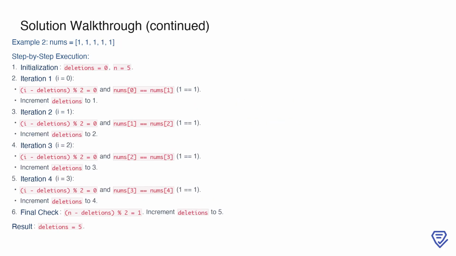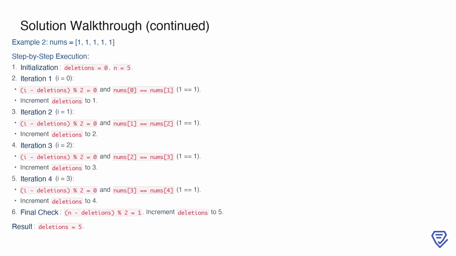Now, let's look at an example where nums equals 1, 1, 1, 1, 1. We begin by initializing deletions to 0 and n to 5, the length of the array. In the first iteration, with i equal to 0, deletions modulo 2 equals 0, and nums[0] equals nums[1], both are 1. We increment deletions to 1.